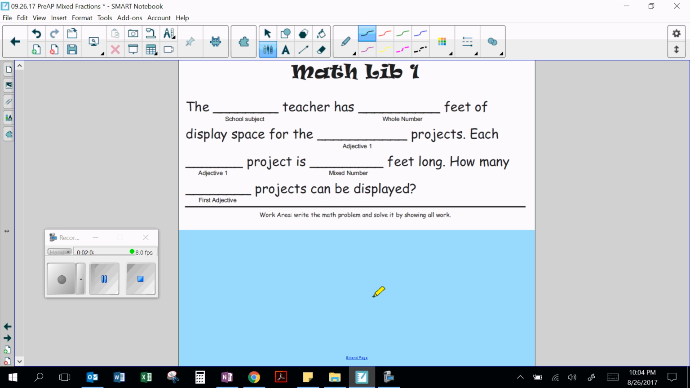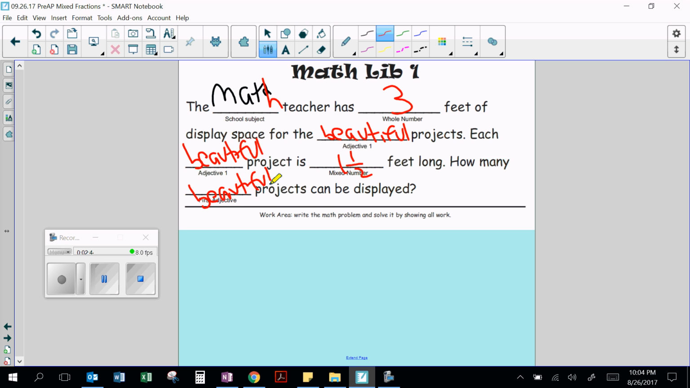So what you're going to be doing is filling up a Mad Lib, and you're going to be answering some questions. For example, the blank teacher, school subject. The math teacher has 3 feet of display space for the beautiful project, adjective. Each beautiful project is mixed number 1.5 feet long. How many beautiful projects can be displayed? Write the math problem and solve it by showing all work.